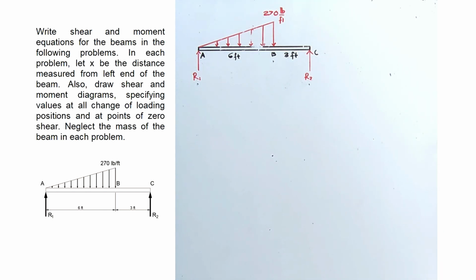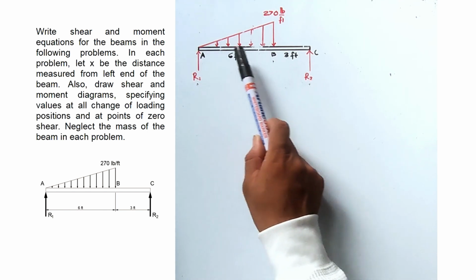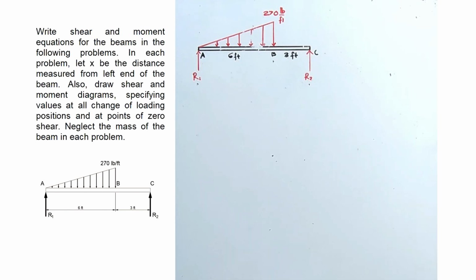So we have a simply supported beam with a uniformly varying load from 0 to 270 pounds per foot, covering the first 6 feet of the beam. So the changes in loading positions are at points A, B, and C. So let us first solve the reactions.